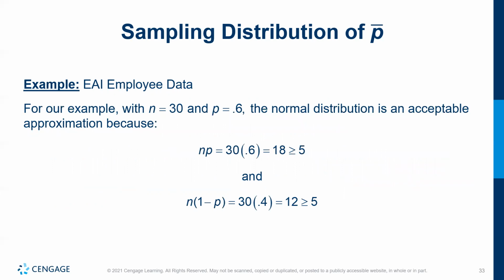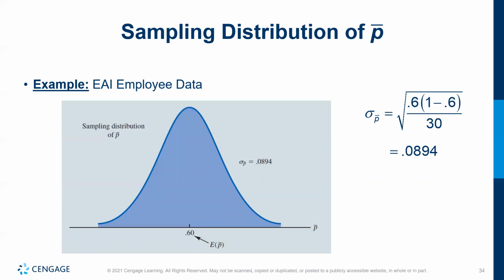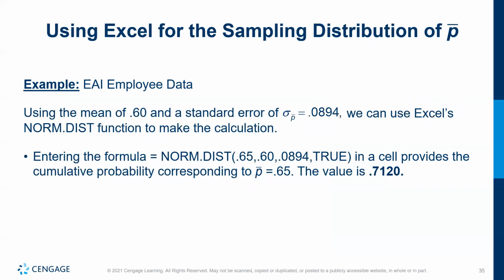Well, first of all, we want to see if it's finite or infinite. So remember, for this, np is greater than or equal to 5, and n times 1 minus p is greater than or equal to 5. If it meets both those conditions, then we don't have to adjust. It's infinite. And then we just set it up this way. The standard deviation, again, that formula is a little different. It's the square root of p times 1 minus p over n. And that gives us 0.0894. That's our standard deviation. Then we can use a mean of 0.6 and a standard deviation of 0.0894, and we can use NORM.DIST and find the probability. Okay, so again, this is a little scary, but once you get into it, you'll see we've already done normal distributions. Same thing.